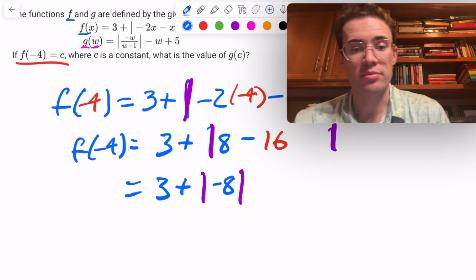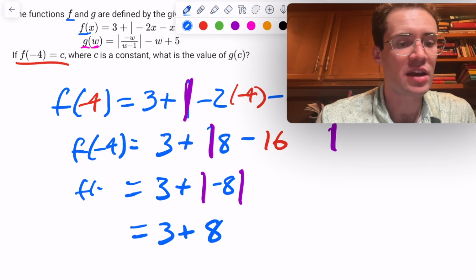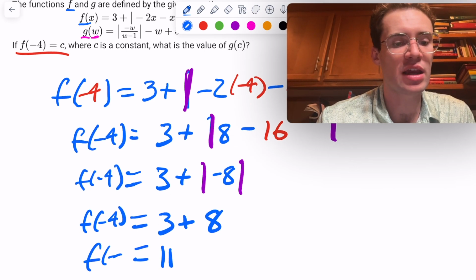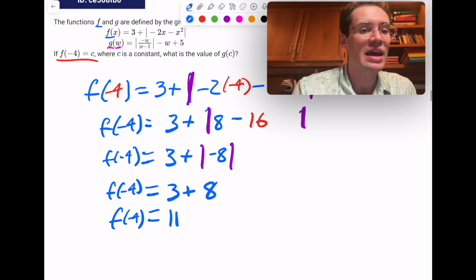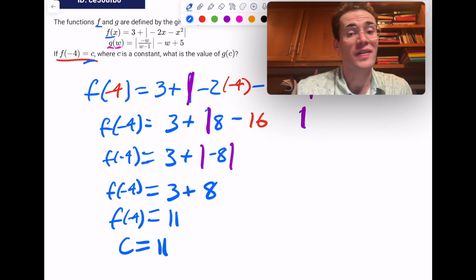-8 is 8 away from 0. So that's equal to 3 plus positive 8. So f of -4 is equal to 3 plus 8, which is 11. Right, so f of -4 is 11. And we said f of -4 is c, so that means that c is equal to 11. Right, that's not our answer.